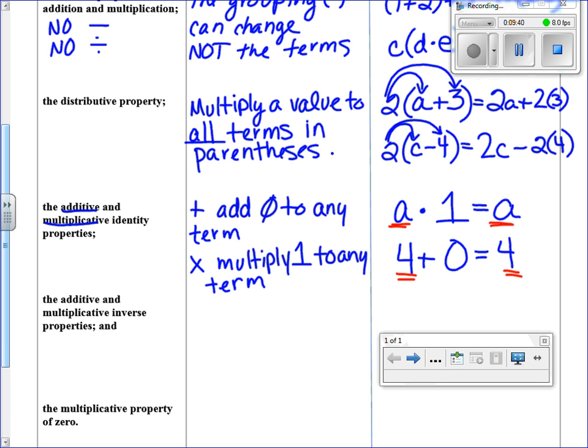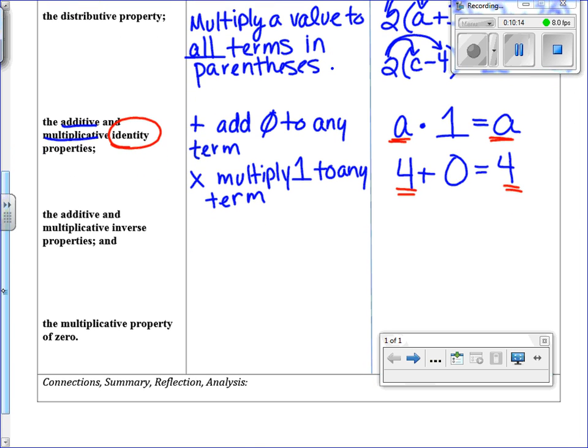If you multiply 1 to A, it's still going to be A. It maintained its identity. If I would add 0 to 4, it's still going to maintain its identity and still remain 4. That's the big thing about the identity property. You want to maintain your identity. You don't want to change it. Even though you're doing something to the term, it's still maintaining its identity. And it's important to maintain your identity no matter what changes occur.